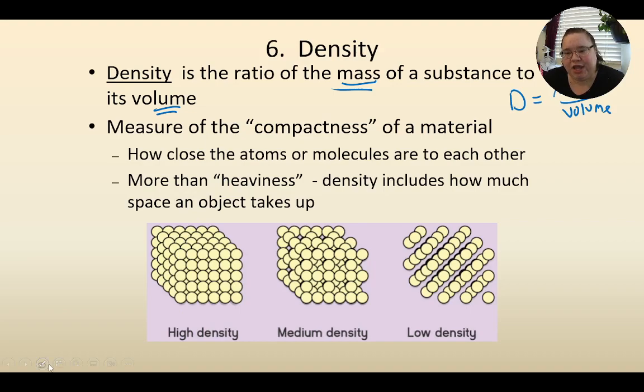Now, it is important to note that when we are measuring the mass of an object, mass is typically measured in grams or kilograms. For our course, we tend to use grams because of the type of scales that we use. Volume is going to be measured in either milliliters, liters, or if it's a volume that is determined by a ruler, it's going to be centimeters cubed or meters cubed.